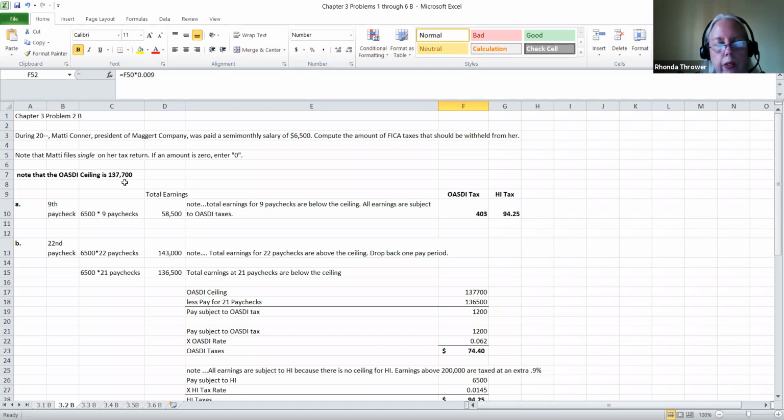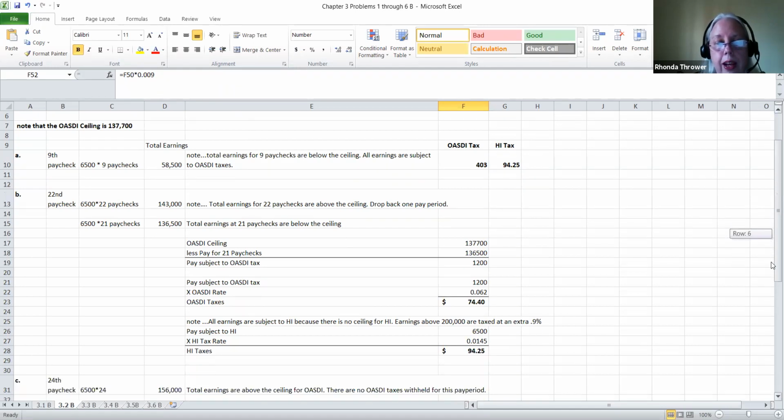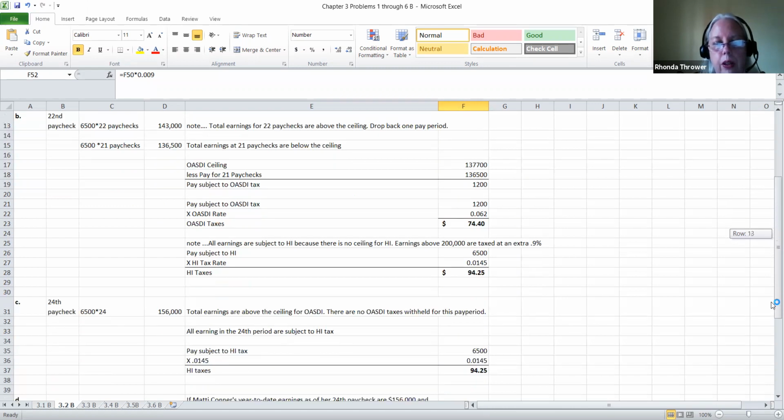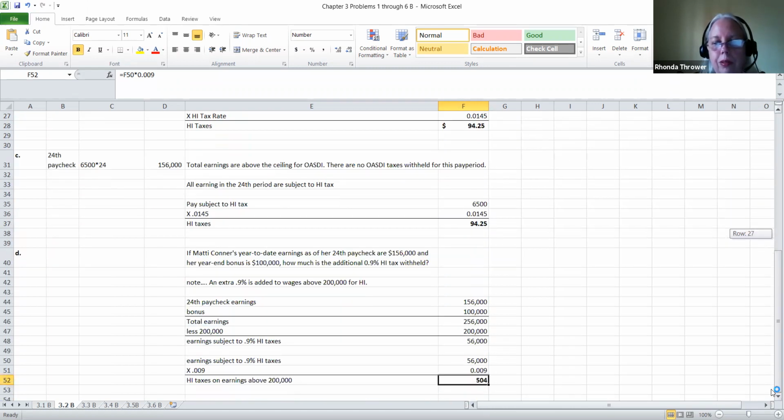these OASDI taxes. So the rule is that there's a ceiling for OASDI taxes. And for HI taxes, there is no ceiling. But for HI taxes, anything above 200,000 is taxed at an extra amount. So I don't make the rules up. That's our government. They do these things to us. And so you got to learn the rules to be able to know what to do properly when you're employed.